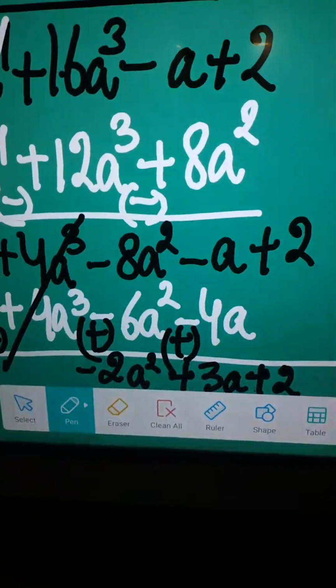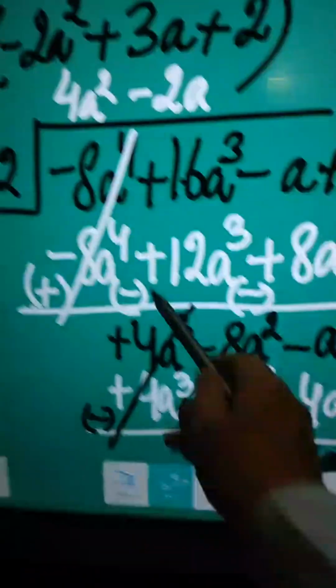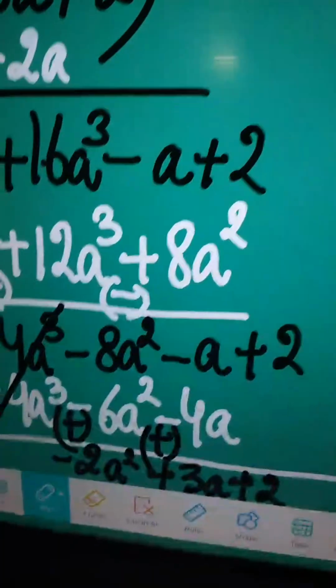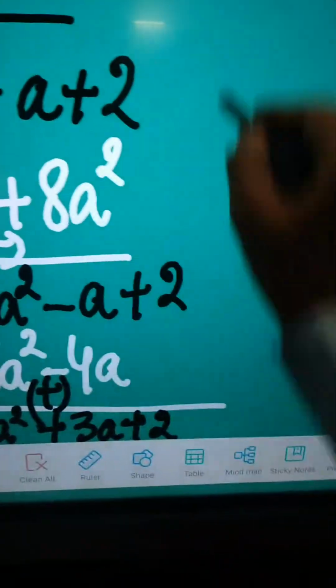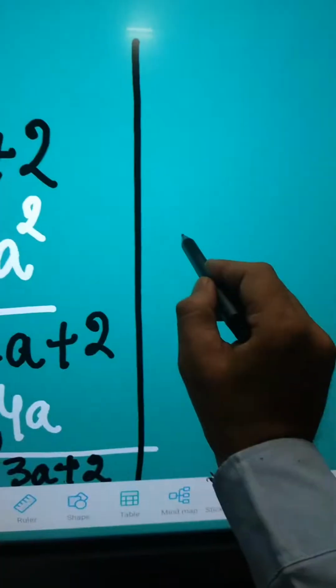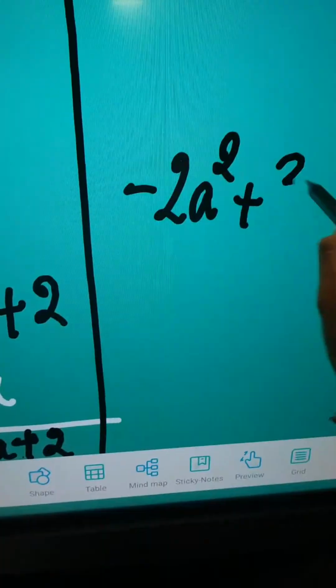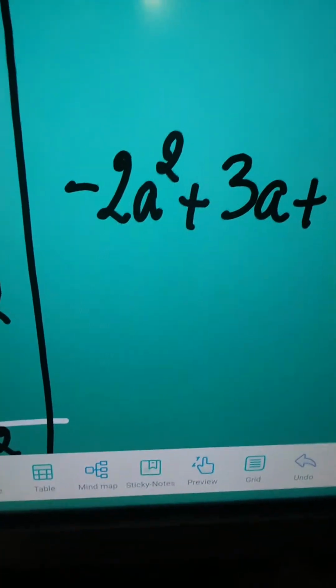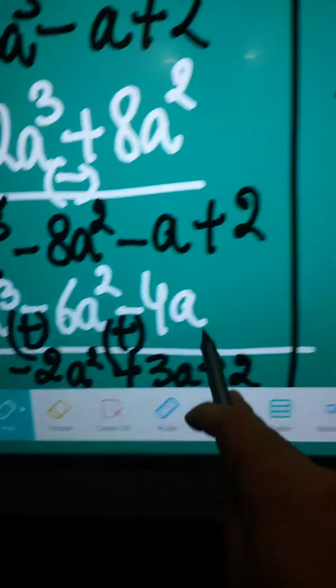Got it? Now this term I have to divide again. So see what has happened. Now I have to divide this term. So minus 2a square plus 3a plus 2. Now I have copied this expression here.